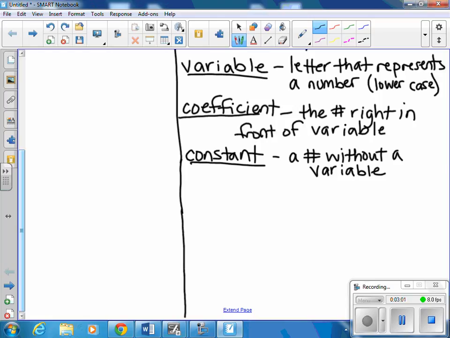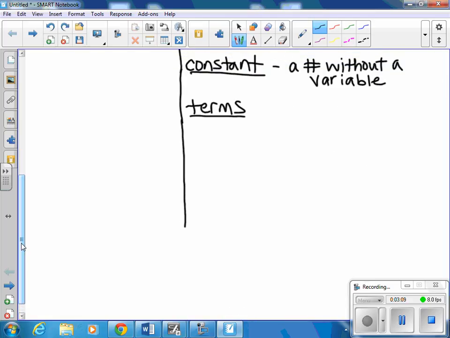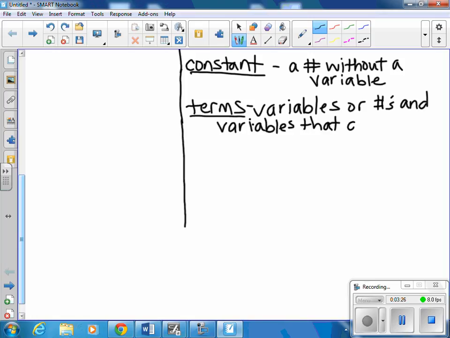All right, then the last two are the ones we want to be very careful with because they're the ones that you're going to have to know the most about. And that's terms. First and foremost, terms are your variables or numbers and variables that are separated by a plus or minus sign. So every time you run into a plus sign or a minus sign, you've switched to a new term.